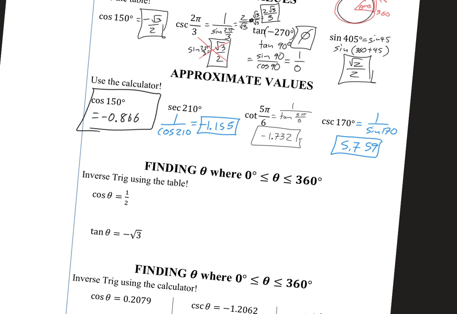Might take a little bit of work. Sometimes you've got to think about how to write it as sine, cosine, or tangent, because that's all your calculator really has. But it's no big deal. If you know your identities, you'll be fine.